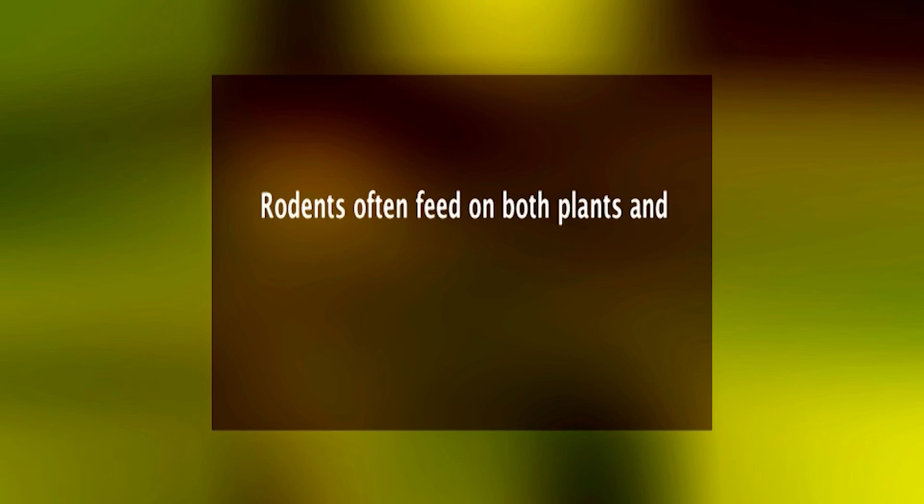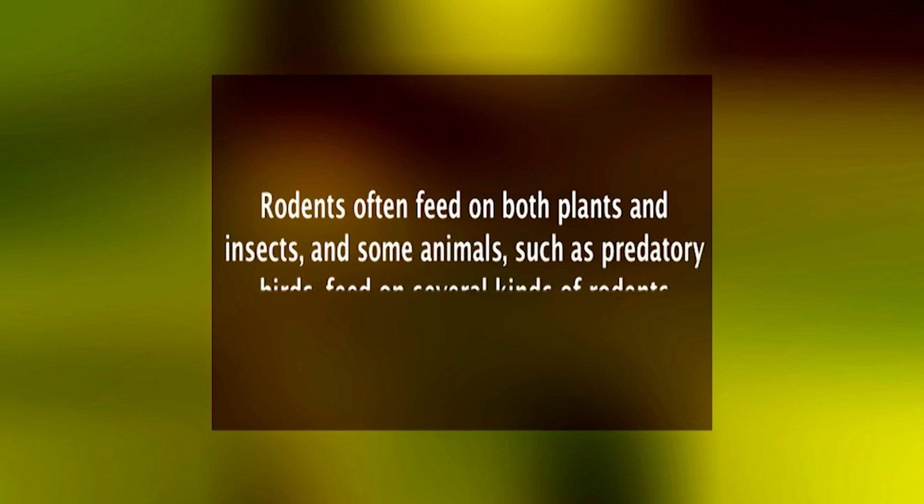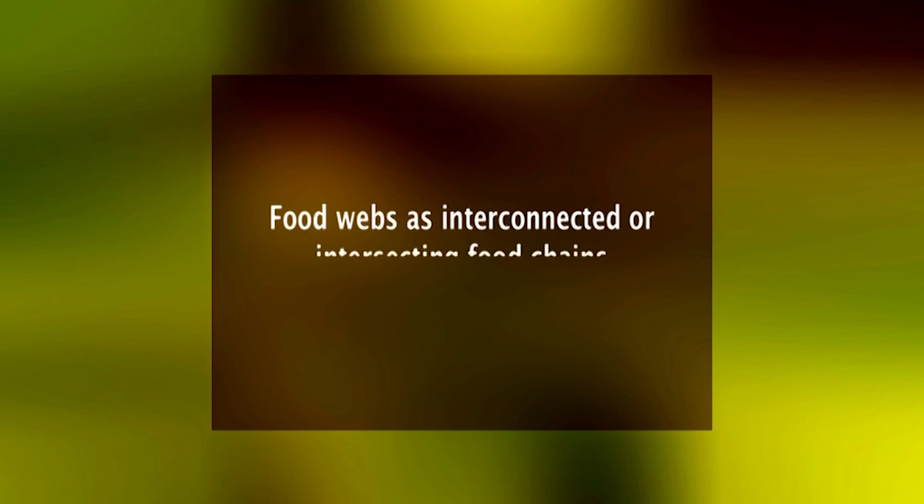Rodents often feed on both plants and insects, and some animals, such as predatory birds, feed on several kinds of rodents. This description of the way energy flows through an ecosystem is called a food web. Food webs can be thought of as interconnected or intersecting food chains.